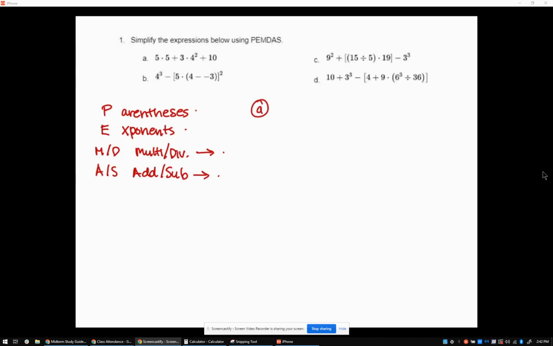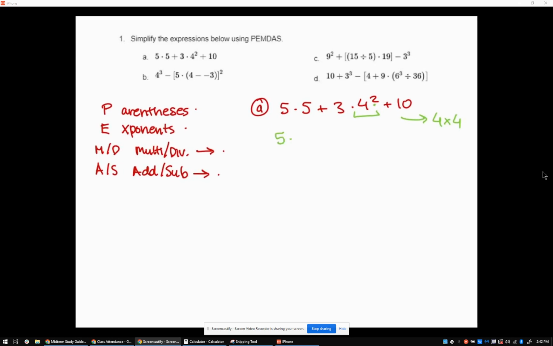So let's go ahead for question A, 5 times 5 plus 3 times 4 squared plus 10. There are no parentheses, so the first thing I'm going to hit is this exponent here, 4 squared. Now, 4 squared does not mean 4 times 2. It means 4 times 4. So the small number tells us how many times to multiply the big number by itself. This is still the same, but 4 squared becomes 16.